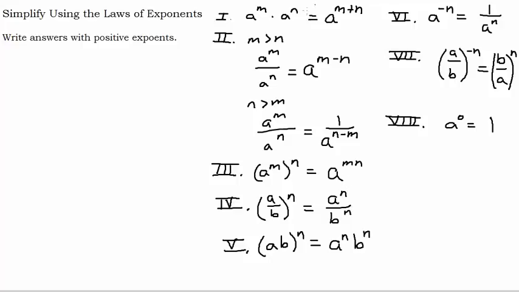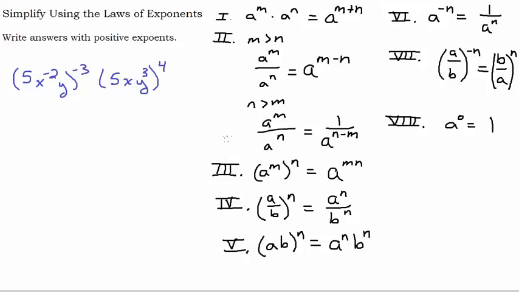Okay, let's go through two examples. Here we go. Let's start with this one. Example number 1. 5x to the negative 2, y, that whole thing to the negative third. And then I'm going to multiply that by 5x, y to the third, that whole thing to the fourth.